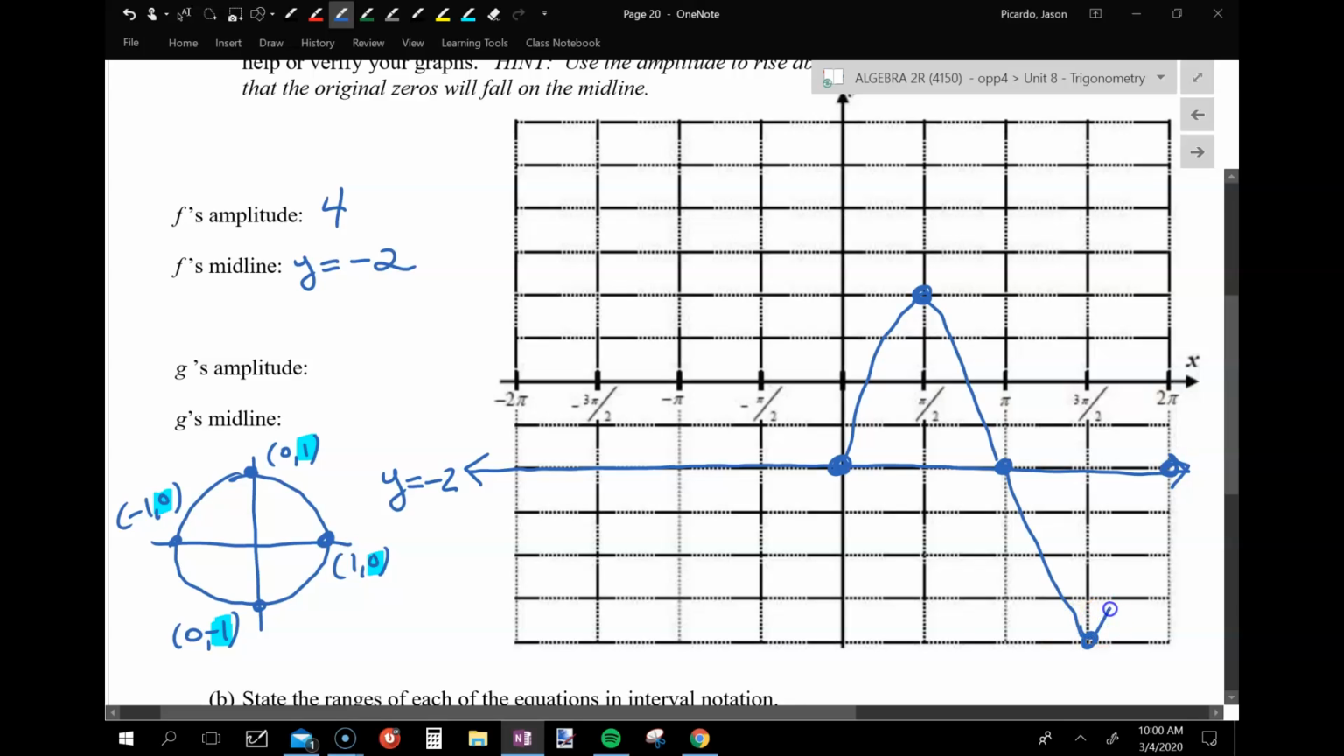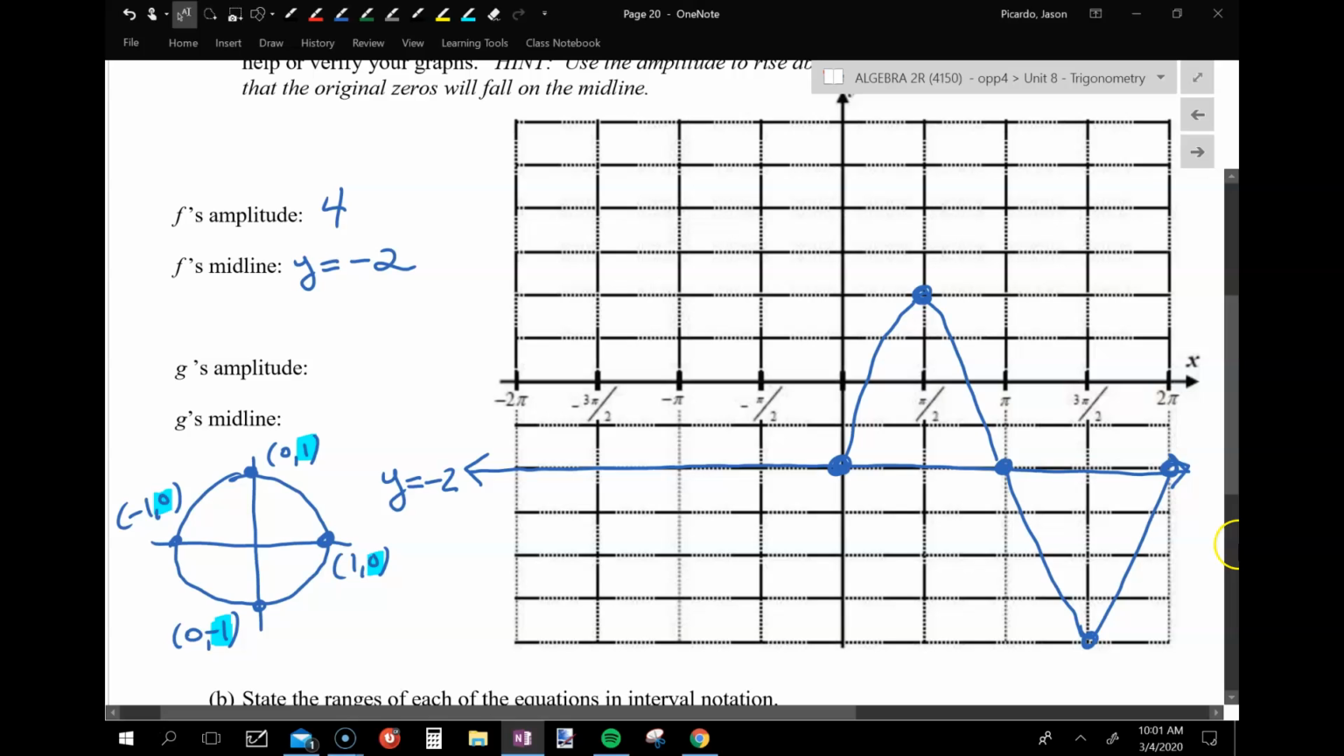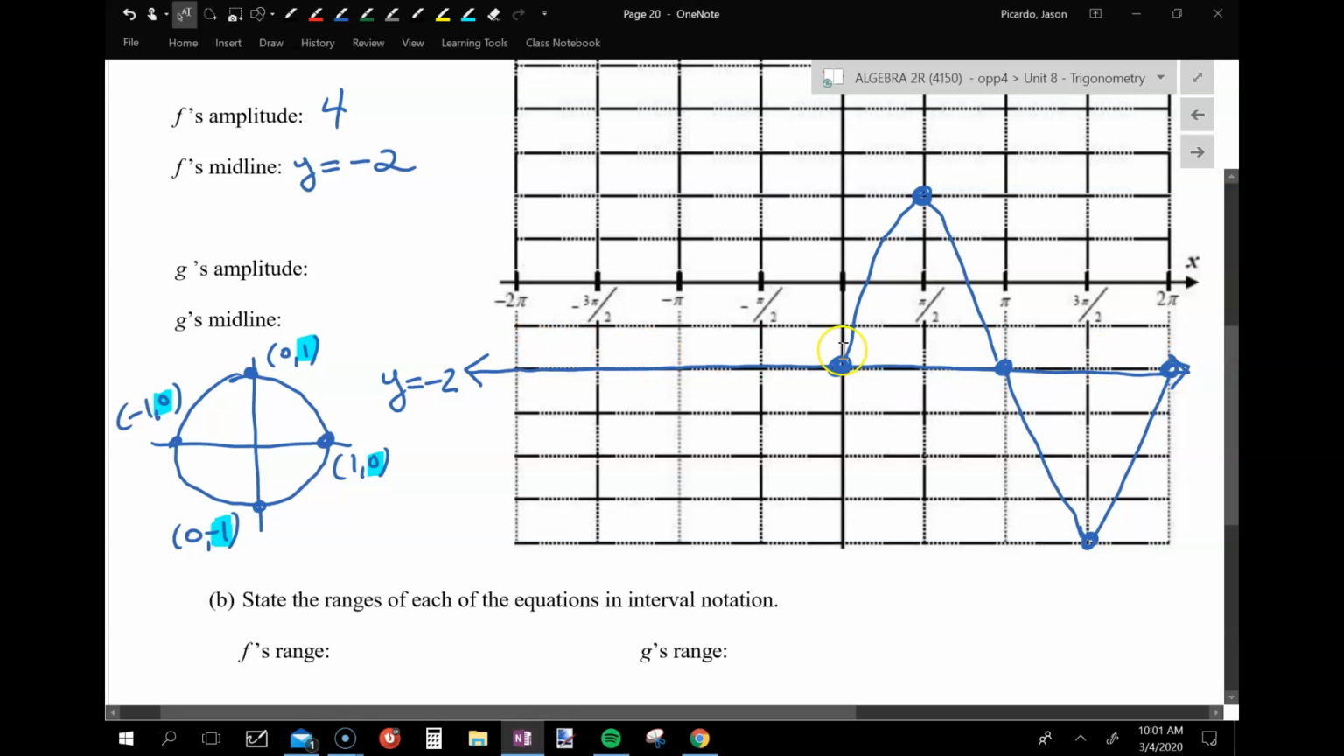I want you guys to think about something, and I'm going to say something that might confuse you. I hope I don't. When we do this, I want you guys to treat this midline like it's the x-axis. Because what happened here? At 0, I was at 0, right? Where did I plot a point? On the midline, correct? Then instead of going to 1, because the amplitude was 4, I went 4 units up from the midline. Then I went back to 0. Then I went 4 units below, and then I went back up to 0.